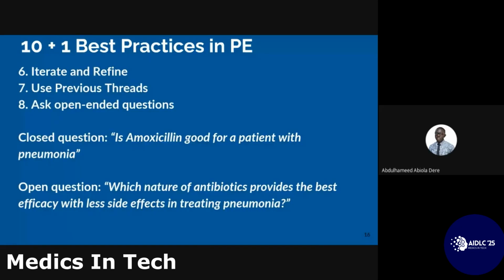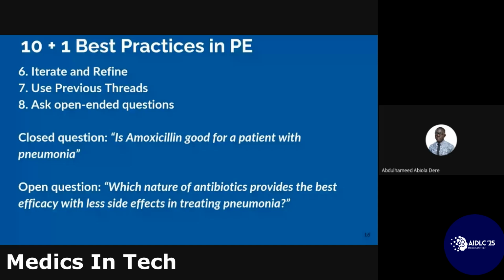So the sixth step is to iterate and refine. When you get a response, you can also ask it for another response to be sure that you are getting the most out of it. Then the seventh one is that you actually have to use previous chats. This is one of the problems that a lot of people have when they are making use of ChatGPT or any other large language model. But I'm using ChatGPT as our model example.